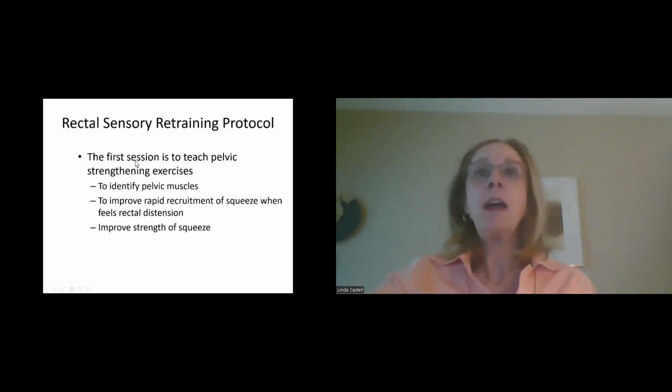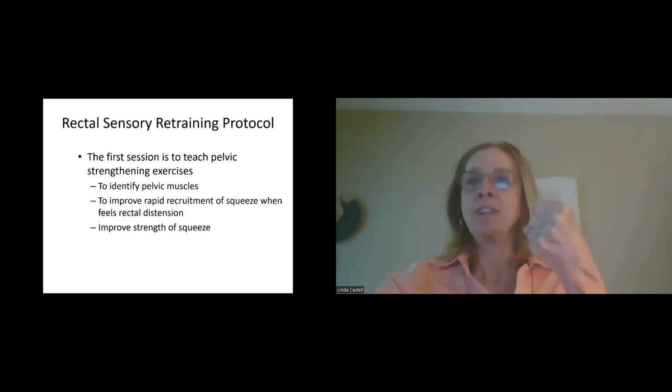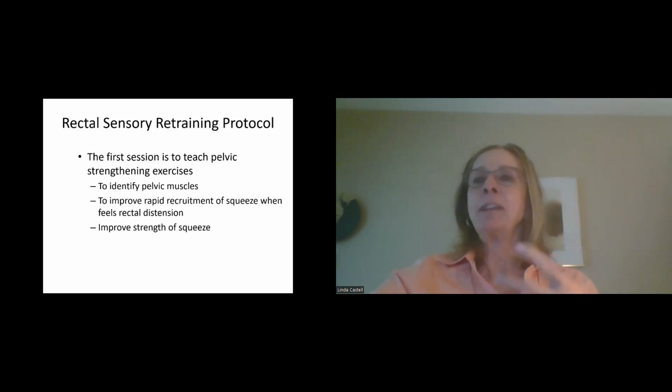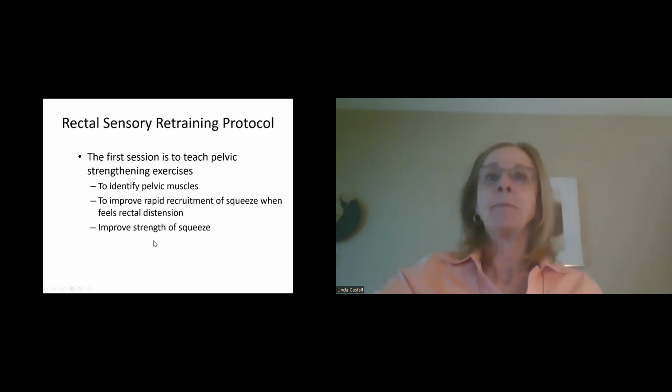So with the rectal sensory training, we determined when we did the manometry that they don't feel small volumes of rectal distension and they're not squeezing their external anal sphincter when they feel that rectal distension. That's almost a reflex. A person feels rectal filling and just subconsciously they contract their external anal sphincter momentarily. It's kind of a reflex, and that's gone in these patients because they don't feel anything. So we're going to get that coordination back.